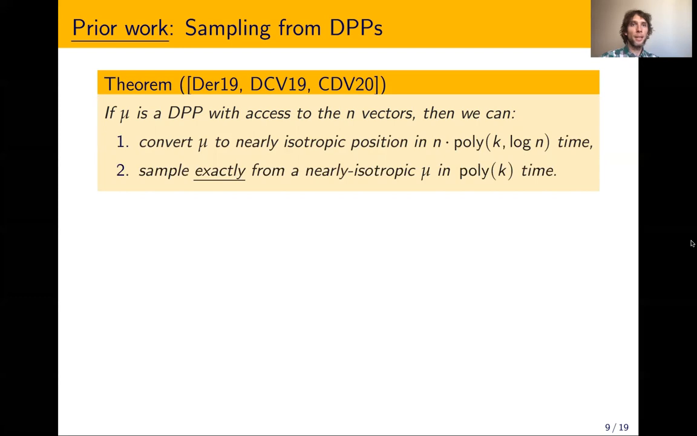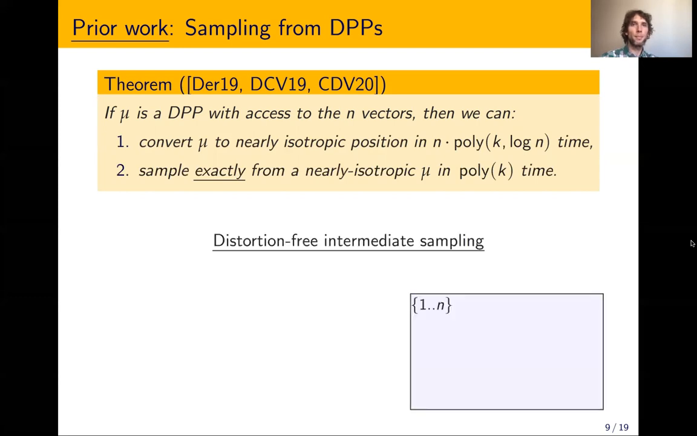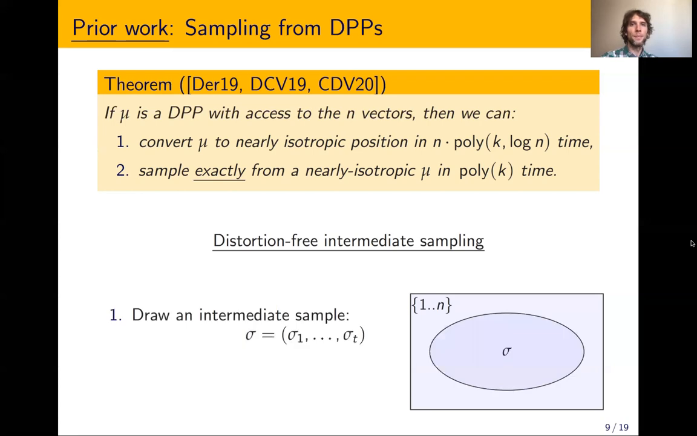The core idea behind this approach, called distortion-free intermediate sampling, is quite simple. We first draw an intermediate sample sigma to reduce the size of the ground set. When mu is isotropic, the intermediate sample can be almost uniformly random. Then we downsample according to mu restricted to the intermediate sample.